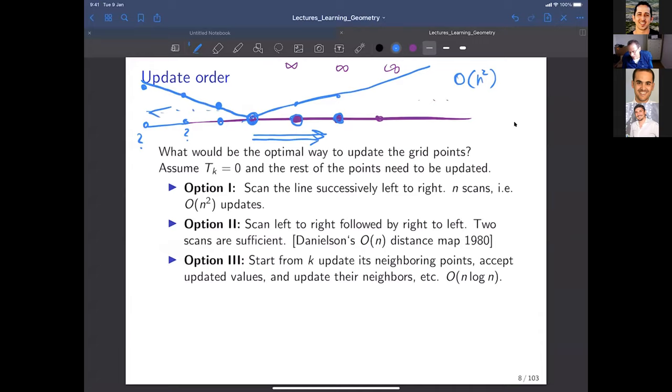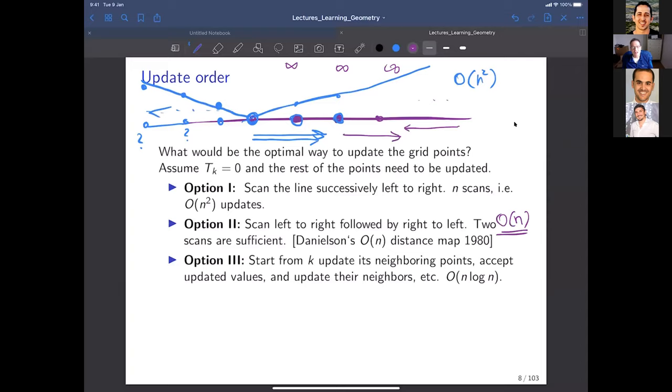So obviously, a sensible person would tell me, look, first of all, scan right to left, then left to right, I mean the opposite, and two scans would be enough in order to solve the problem. And this order of n algorithm is indeed what is known as the Danielson algorithm.